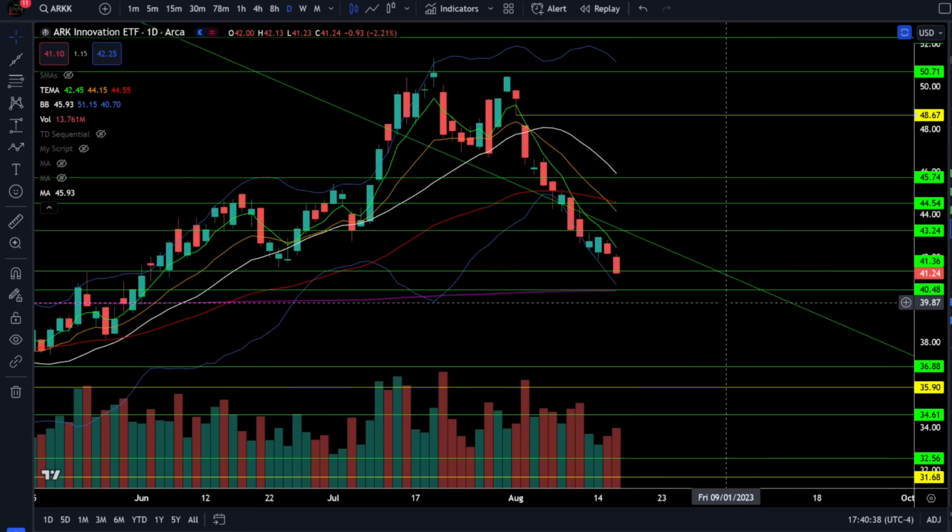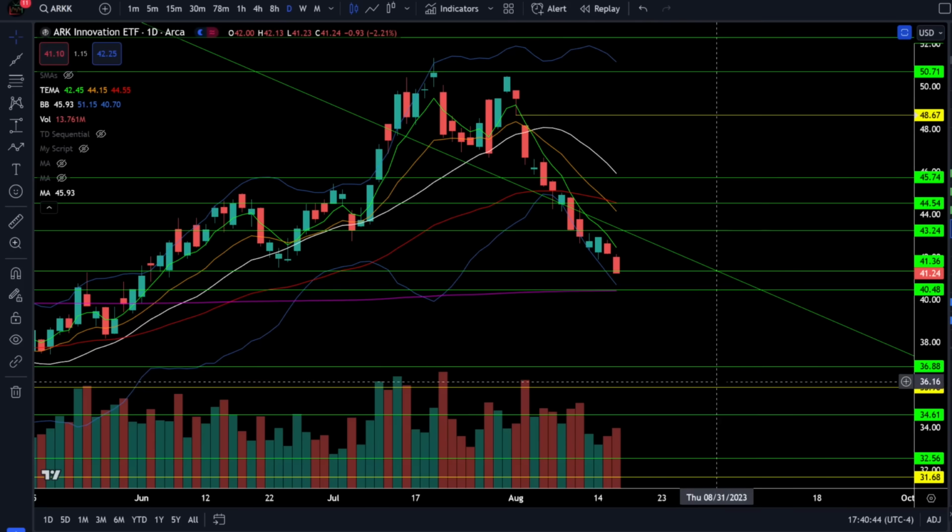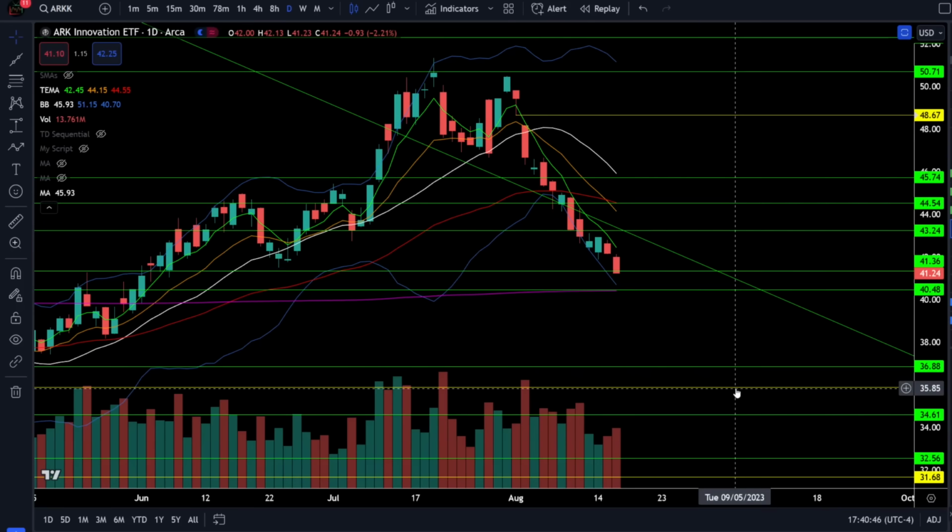On the ARKK ETF, we were down 2.21% today as we continue lower below the bearish breakdown of 44.5, which means it is possible we're trending lower towards that gap fill right around 36.